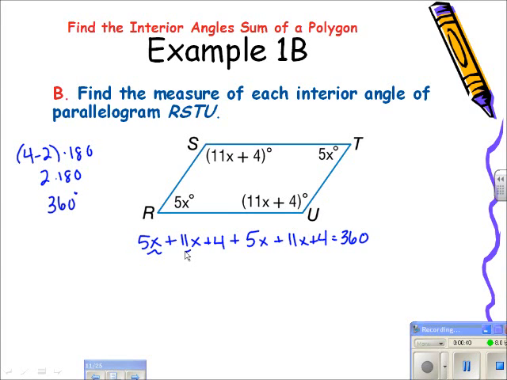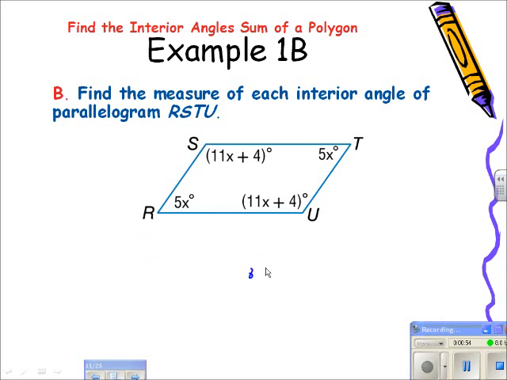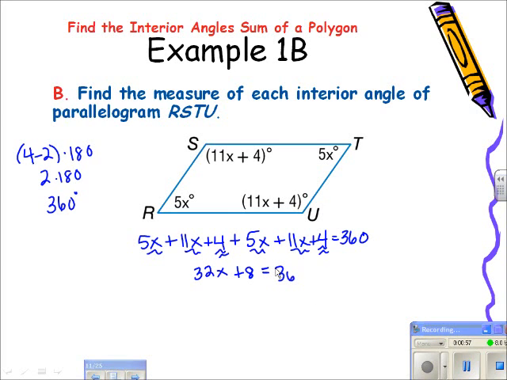So 5x plus 11x plus 5x plus 11x would be 32x, and then plus 4 plus 4 is 8. That equals 360. Then I subtract 8 on each side, and 32x equals 352. Divide each side by 32. 352 divided by 32 goes 11 times. So it looks like x equals 11.